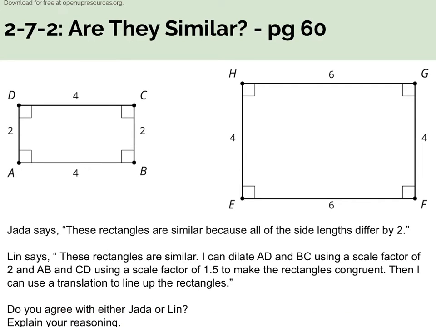Let's go ahead and look at number 2. Jada says these rectangles are similar because all of the side lengths differ by 2. Then Lynn says these rectangles are similar. I can dilate AD and BC using a scale factor of 2, and AB and CD, I can dilate those using a scale factor of 1.5 to make the rectangles congruent. Then I can use a translation to line the rectangles up and show that they are similar. Do you agree with Jada or do you agree with Lynn?